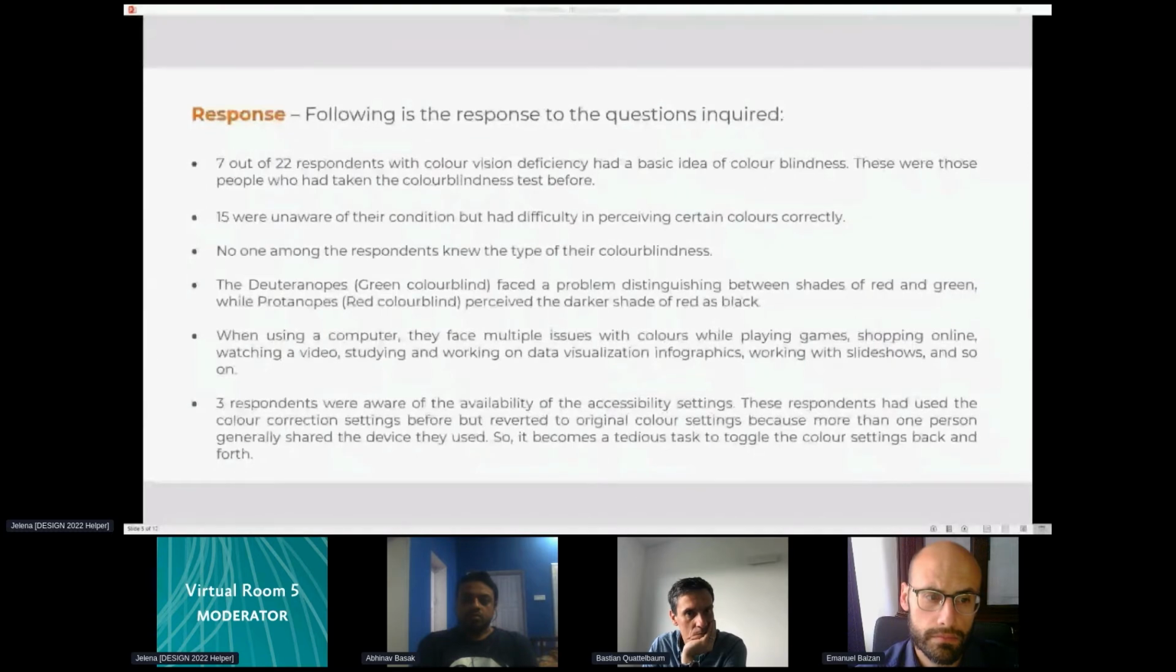When using a computer, they faced multiple issues with colors while playing games, shopping online, and working with data such as pie charts, graphs, maps, diagrams, and so on. Only 3 respondents were aware of the availability of color correction settings. They had applied the setting before, but reverted back to the default color setting in no time.